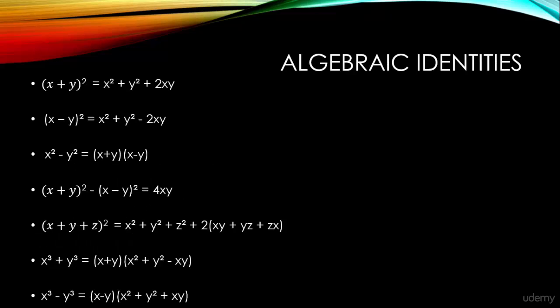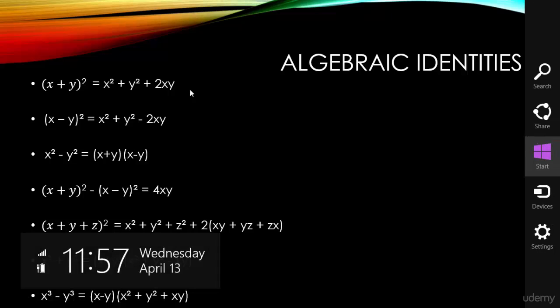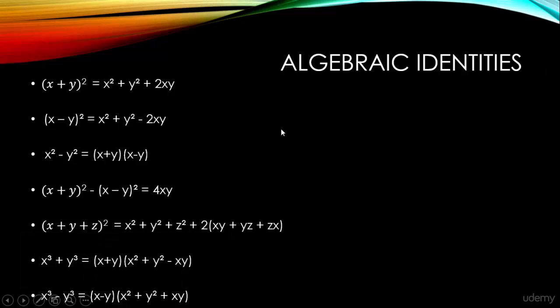Let us look at very useful algebraic identities. These can be useful in simplifying and solving a lot of questions. So x plus y whole square is equal to x square plus y square plus 2xy. x minus y whole square is equal to x square plus y square minus 2xy. x square minus y square is equal to x plus y into x minus y. x plus y whole square minus x minus y whole square is equal to 4xy.